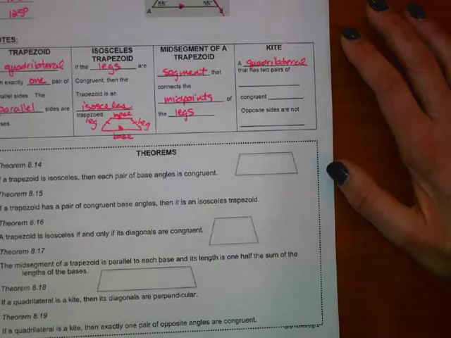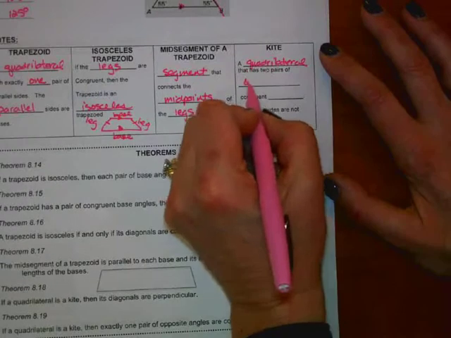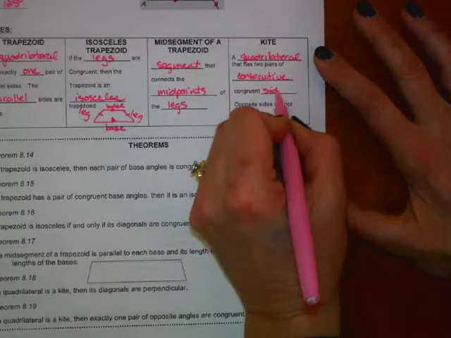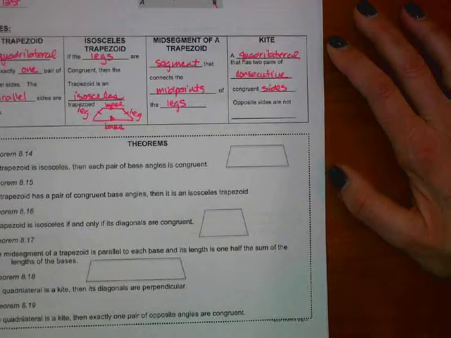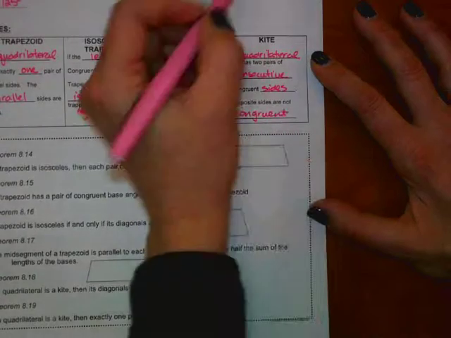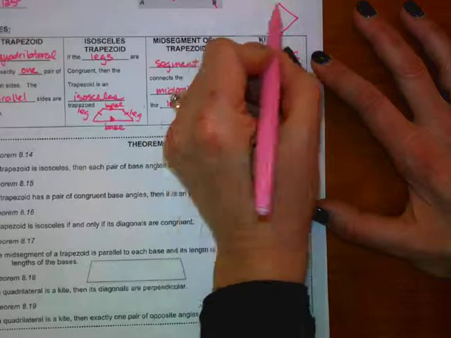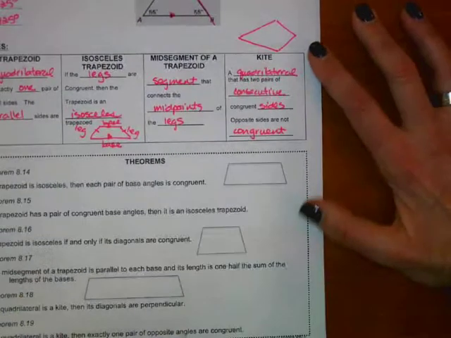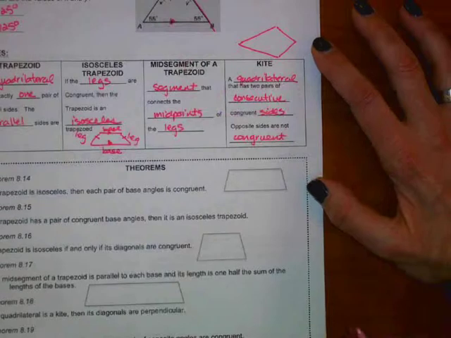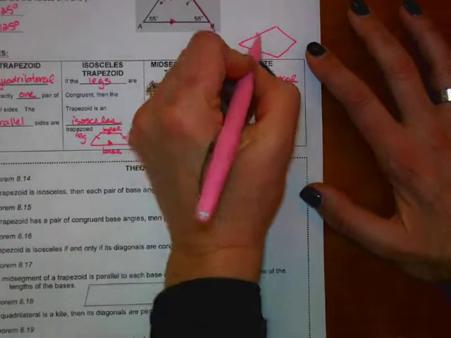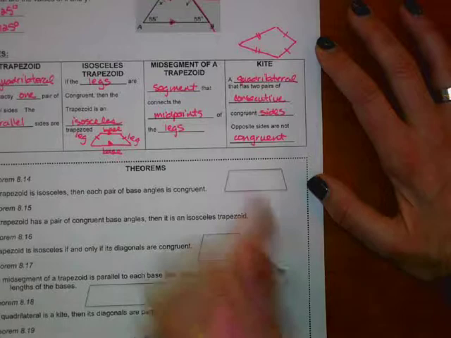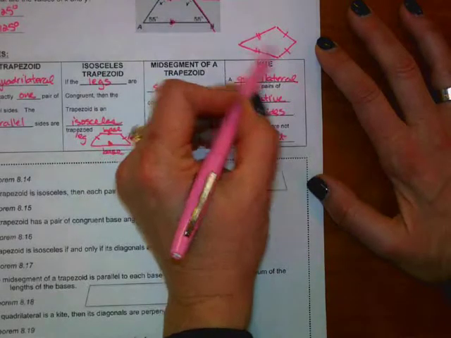A kite is a quadrilateral that has two pairs of consecutive congruent sides. Consecutive congruent sides. Opposite sides are not congruent. So, if we draw a kite, let's say we draw a kite like this. A kite has two pairs. Consecutive means the sides are next to each other, right? So these two sides would be congruent if it's a kite, and then these two sides would be congruent. But the opposite sides are not congruent. See what I mean?